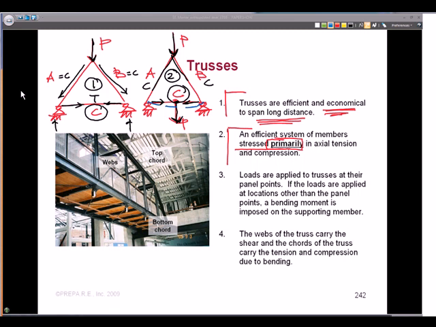Trusses do not like bending within their chords and members, so we want to load the truss at the panel point. So watch out for items when you start to see loads that are not at a panel point. There may be some additional bending in that member besides the axial tension and compression load.